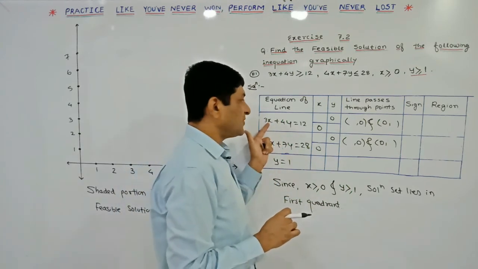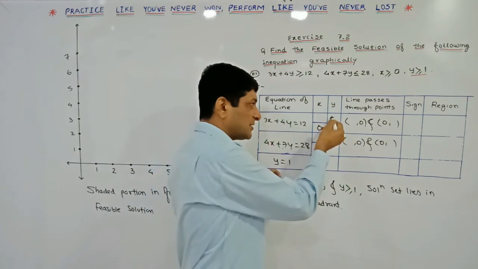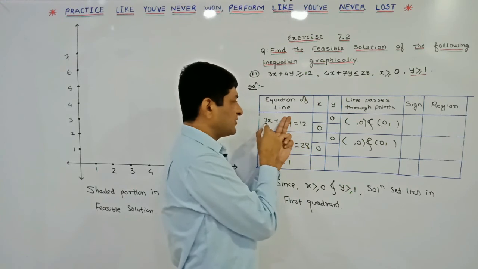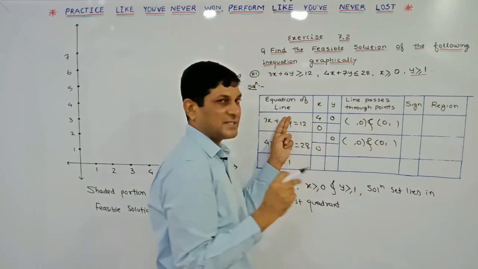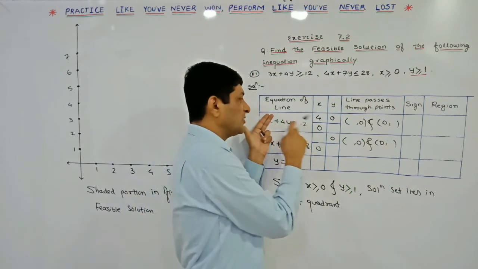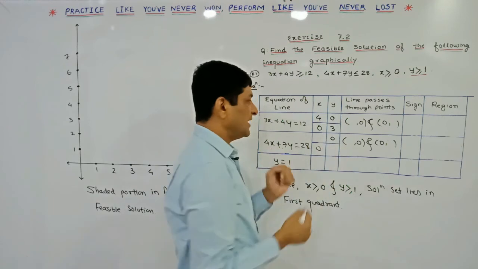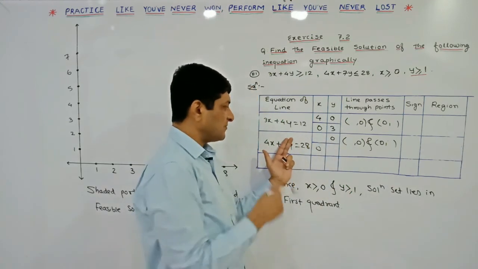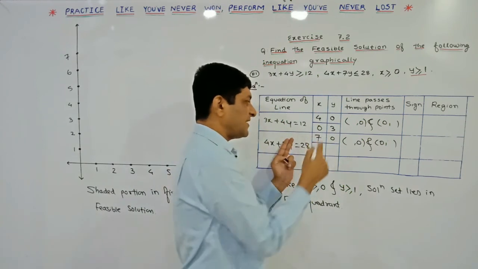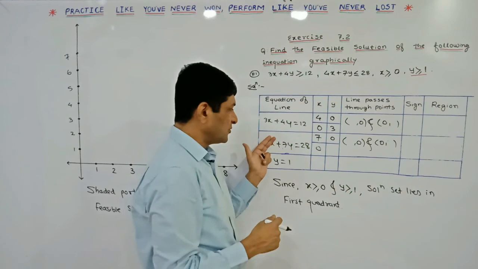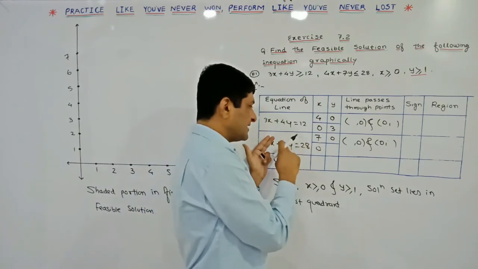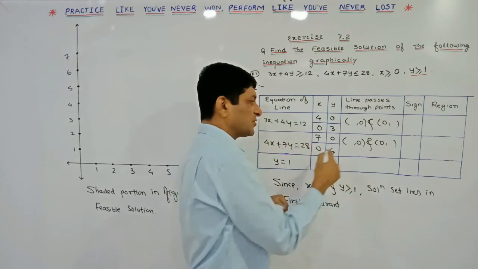So let us check which 2 points the first line passes through. Here we are substituting y is equal to 0. If we substitute y is equal to 0, what will we get here? 3x is equal to 12, which implies that x is equal to 4. If we substitute x is equal to 0, we will get 4y is equal to 12, which implies that y is equal to 3. Now for the second line, substitute y is equal to 0, this term will become 0. 4x is equal to 28, which implies that x is equal to 7. And if I substitute x is equal to 0, 7y is equal to 28 is the remaining term, which implies that 28 upon 7 will be equal to 4.